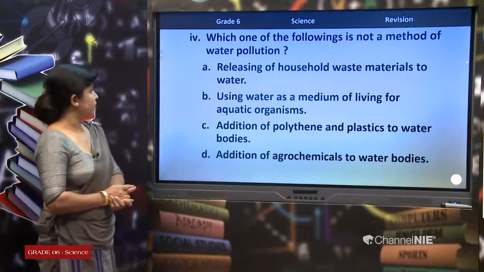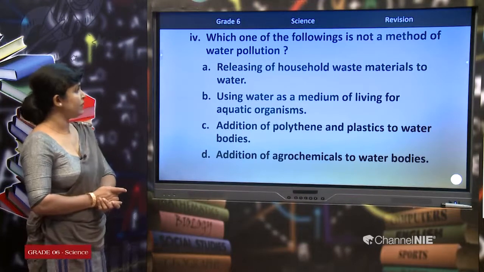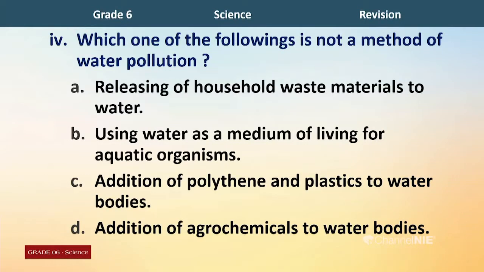Look at the fourth question. Which one of the following is not a method of water pollution? I would like to draw your attention towards the choices given as simple A, simple C and simple D. Releasing of household waste materials to water, that is simple A. Then simple C, addition of polythene and plastics to water bodies. Simple D, addition of agrochemicals to water bodies. My dear children, you can understand that by all those methods the water is polluted.